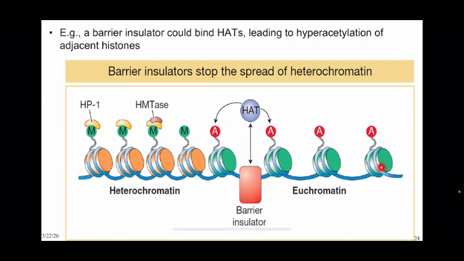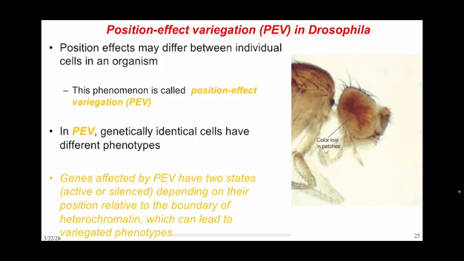The green ones are the active places and the orange ones are the heterochromatin. It's actually a protein, so a barrier insulator could bind to the acetyltransferases, leading to hyperacetylation of adjacent histones. You know that acetylation leads to activation of a gene, or chromatin. So let's look at position effect variegation. Whatever we just discussed was called position effect, the ability of your position or your surroundings to cause you to become heterochromatin.